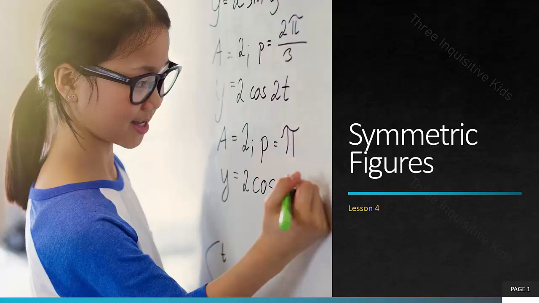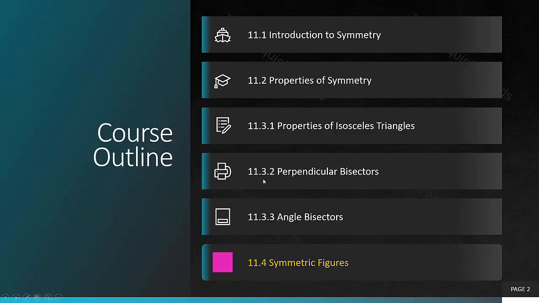In this video, we'll be talking about symmetric figures. This is lesson 4, our last video of this chapter, and as you can see in our course outline, we've learned about symmetry and isosceles triangles and perpendicular bisectors and so on. So in this lesson, we're going to be concluding what we know about symmetry and some of everything.